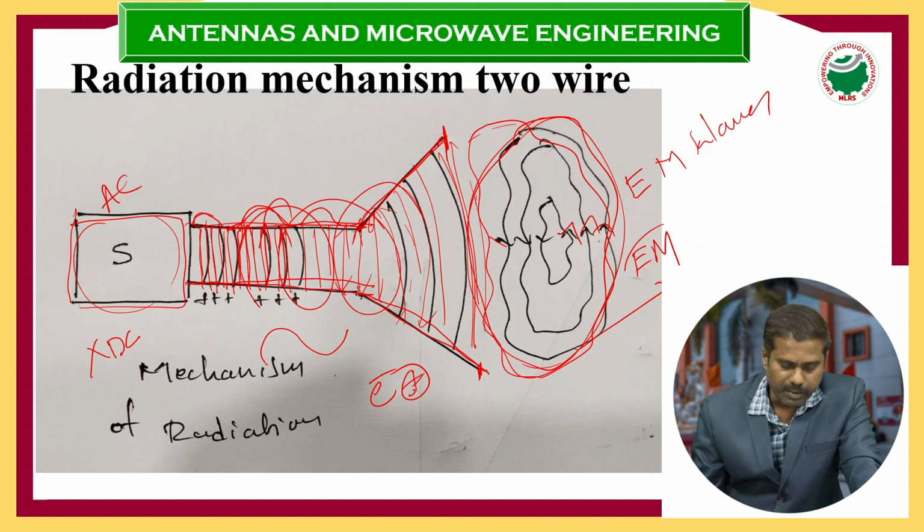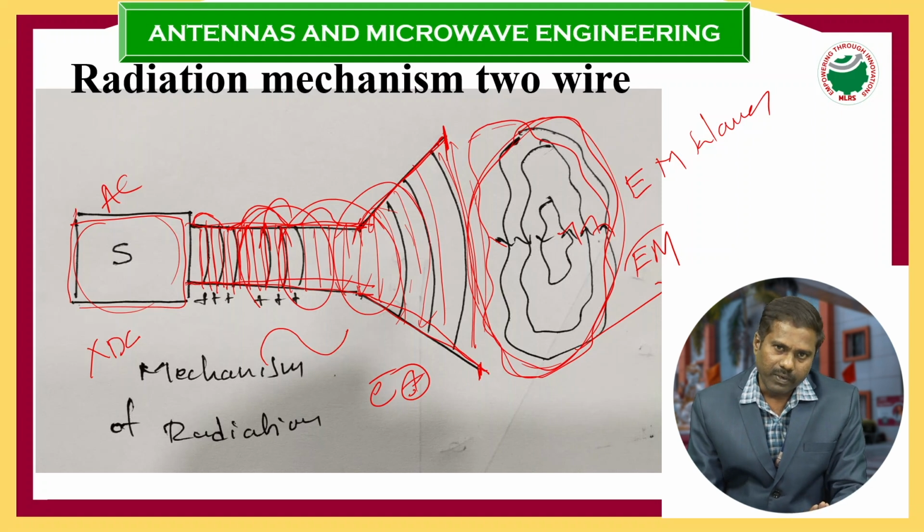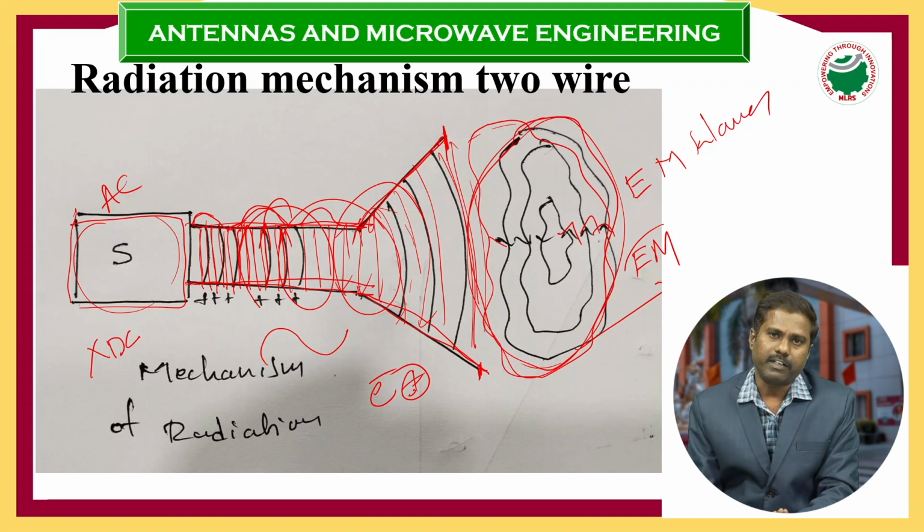The next one is about the mechanism. That means we are giving the source to the transmission lines, and through the transmission lines some field lines will be developed. These field lines will be detached at the end of the radiators, and what we call it is electromagnetic waves.